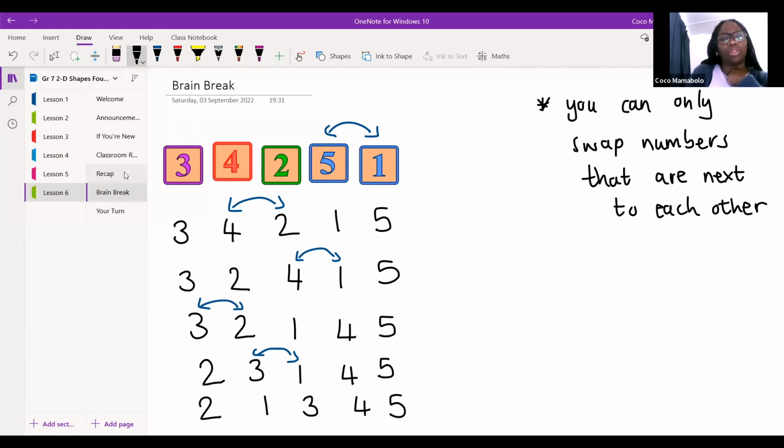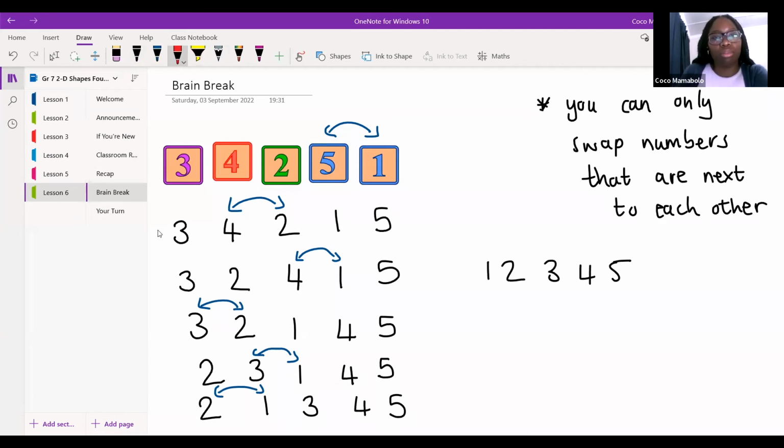Caleb, give us our last move. What's our last move? 2 and 1. Good. We're going to swap 2 and 1. That was too easy for you, Caleb. All right. So if I swap 2 and 1, I'm going to get 1, 2, 3, 4, and 5. Okay. Excellent. Well done.